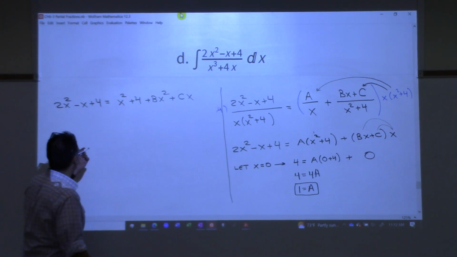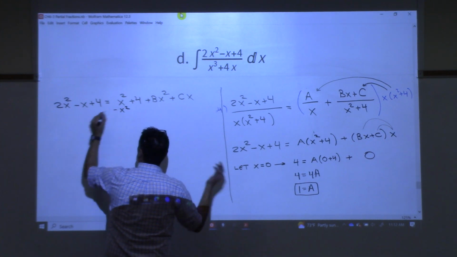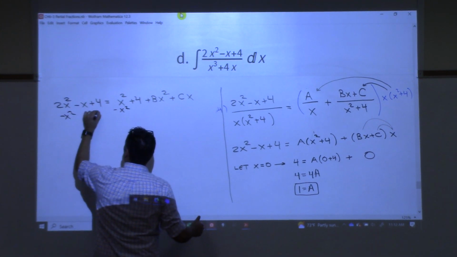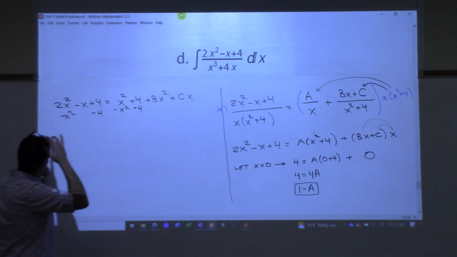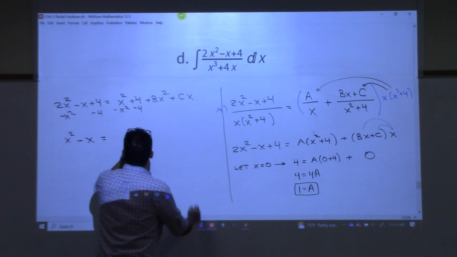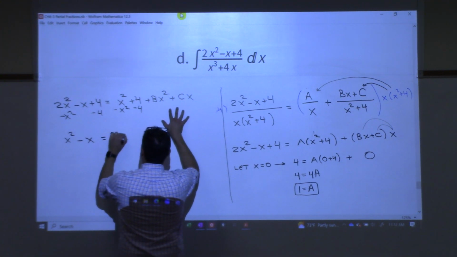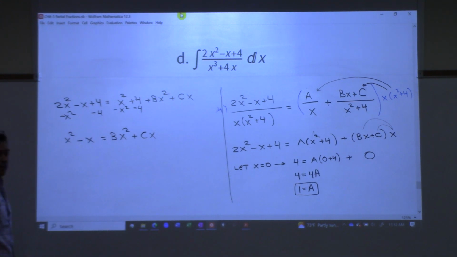Okay, so I'm here. What's being suggested here is, let's just work with this a little bit right now, like subtract x squared. I think that's what's being suggested. And subtract 4 on both sides. Yes. If you do that, then you get over here x squared minus x equals, over here, what's left? Bx squared plus cx. Right? And then I pulled out an x and divided by x.